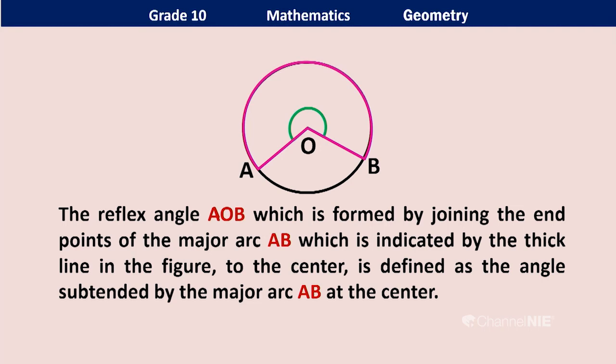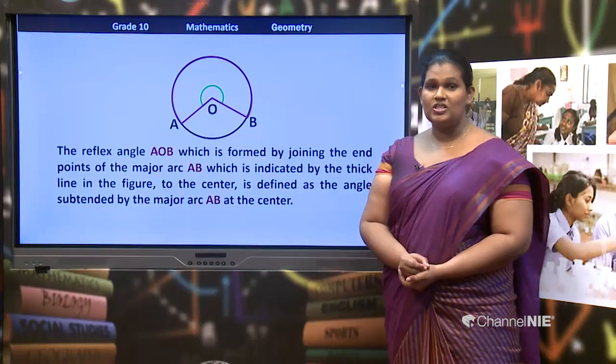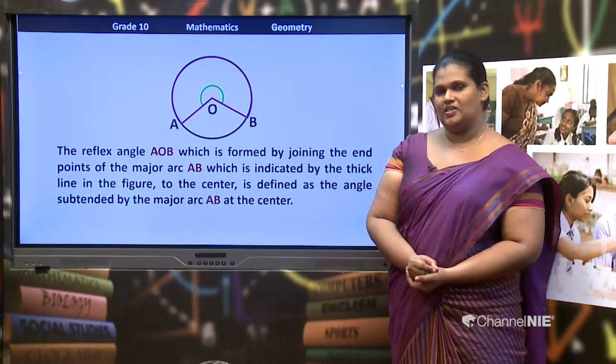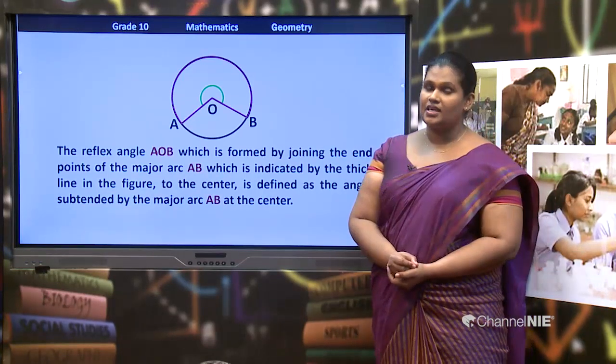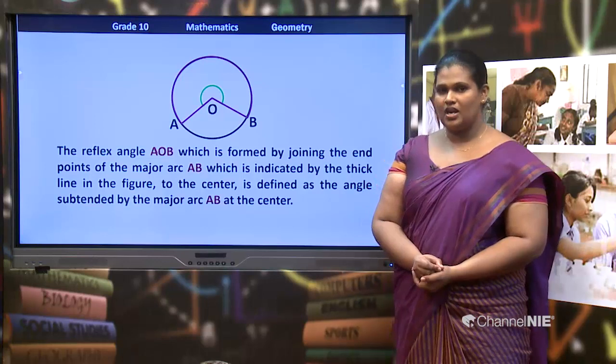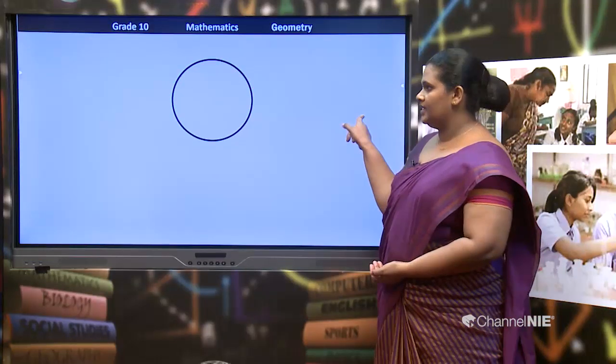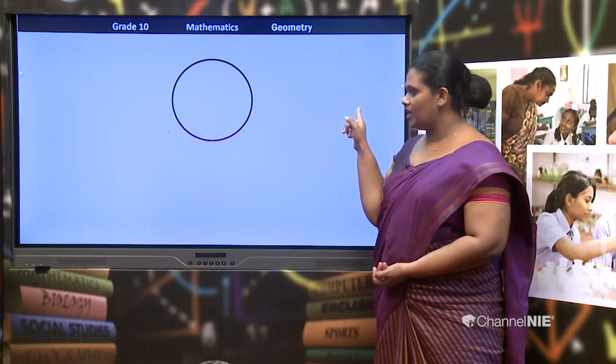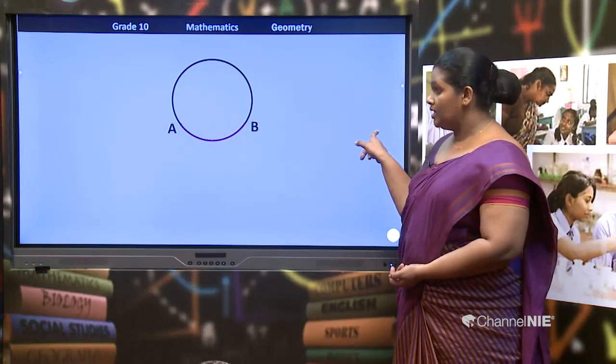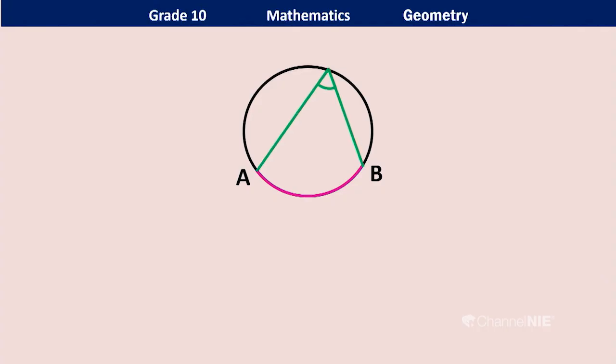Now, previously we got an angle which is less than 180 degrees. Now, here we have got an angle which is greater than 180 degrees. So, we can call it a reflex angle. Right. Now have a look at this one. Once again, I have got a minor arc. This time, what have I done? This time, I am not going to subtend an angle on the center. This time, I have subtended an angle on the remaining part of the circle.